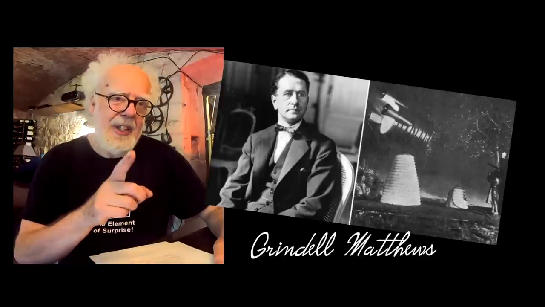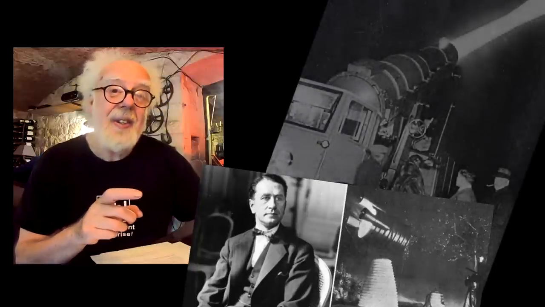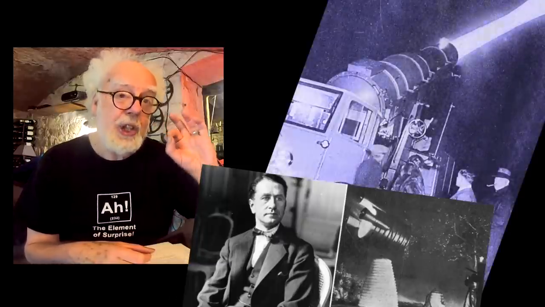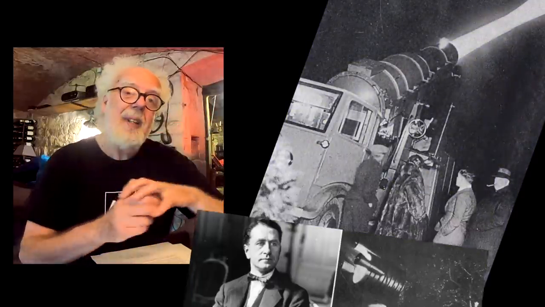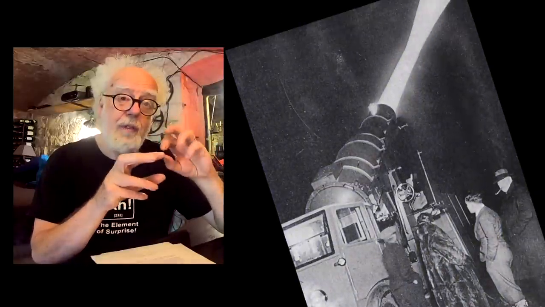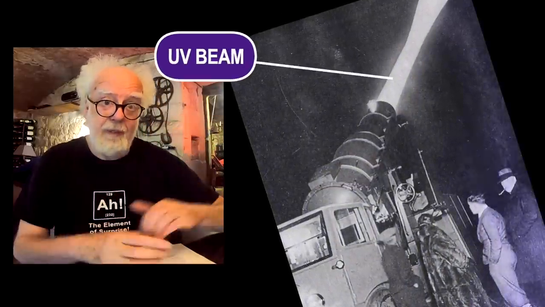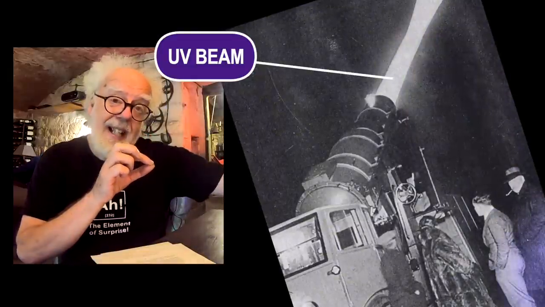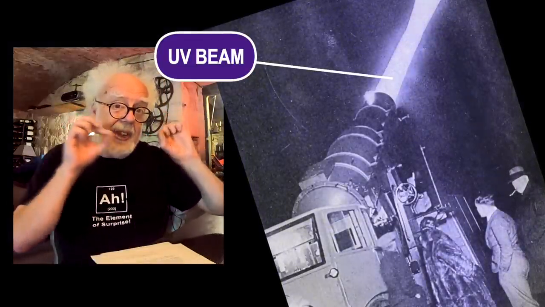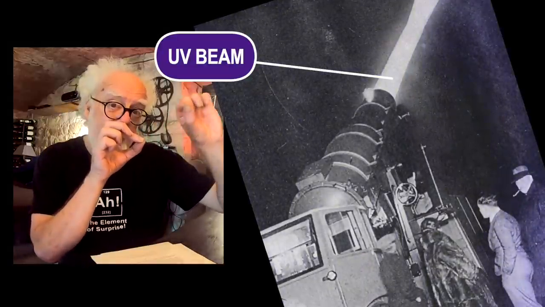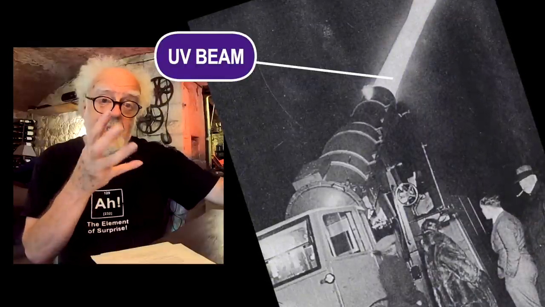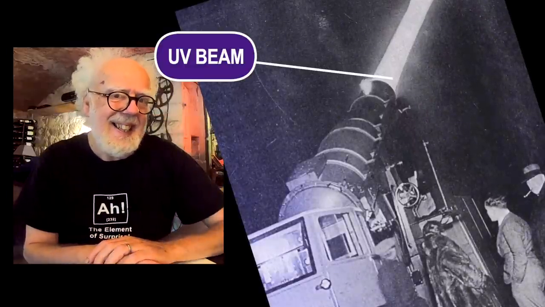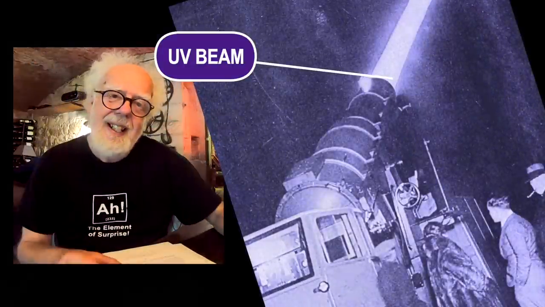What Grindell Matthews realized is that you can't send a beam through the air, but you can send something which changes the air. And he made a very powerful ultraviolet narrow beam. This is before lasers. This is 1920s. And then it ionized a path of air, which he could then shoot electricity down. It would follow the ionized path of the UV beam, hit something and destroy it. It actually worked. But Tesla took it a massive step further.